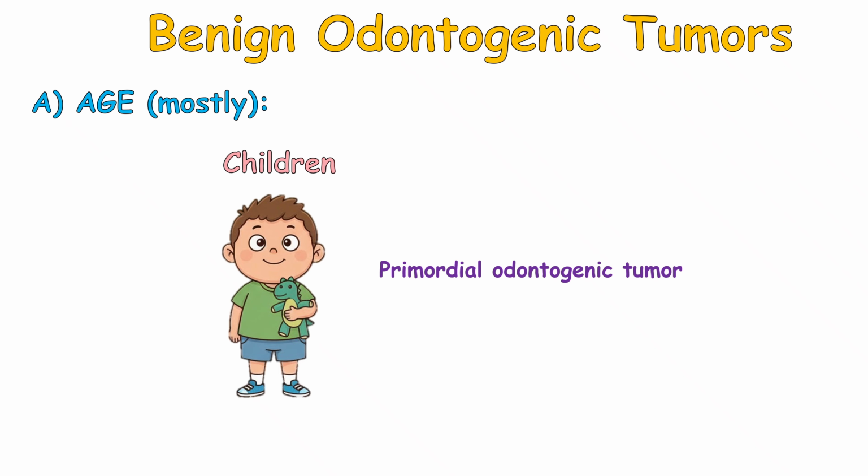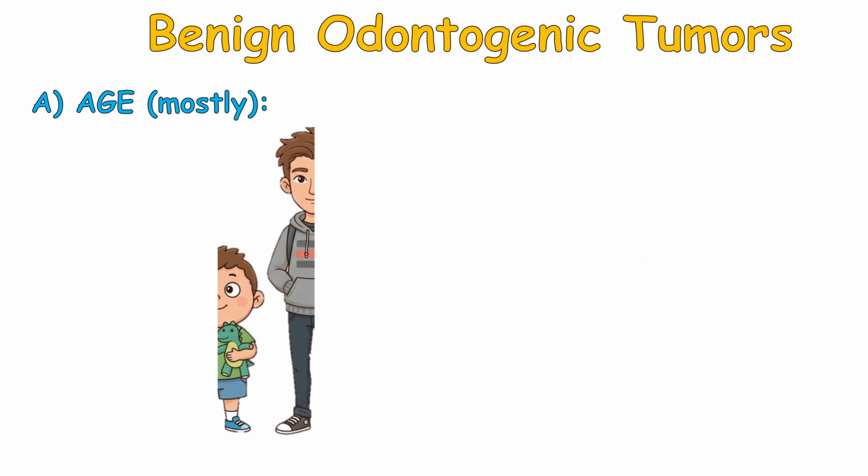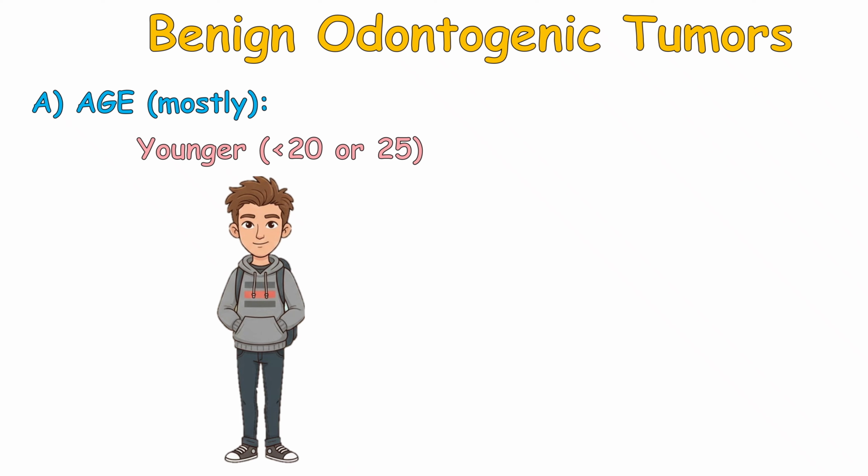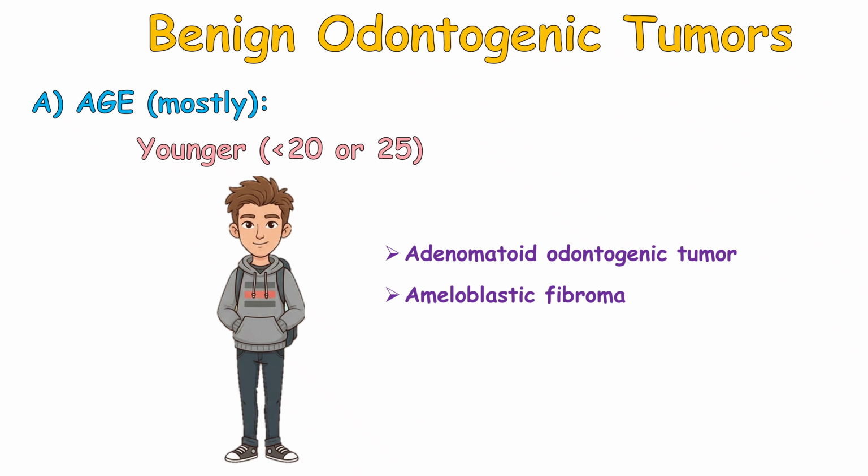In children, mostly primordial odontogenic tumor is seen, but only a few cases have been reported till now. Younger age group, here age less than 20 or 25 years can be categorized as younger people. In this category, adenomatoid odontogenic tumor and ameloblastic fibroma are seen. Here adenomatoid odontogenic tumor is seen mostly in females and ameloblastic fibroma has slight male predilection.